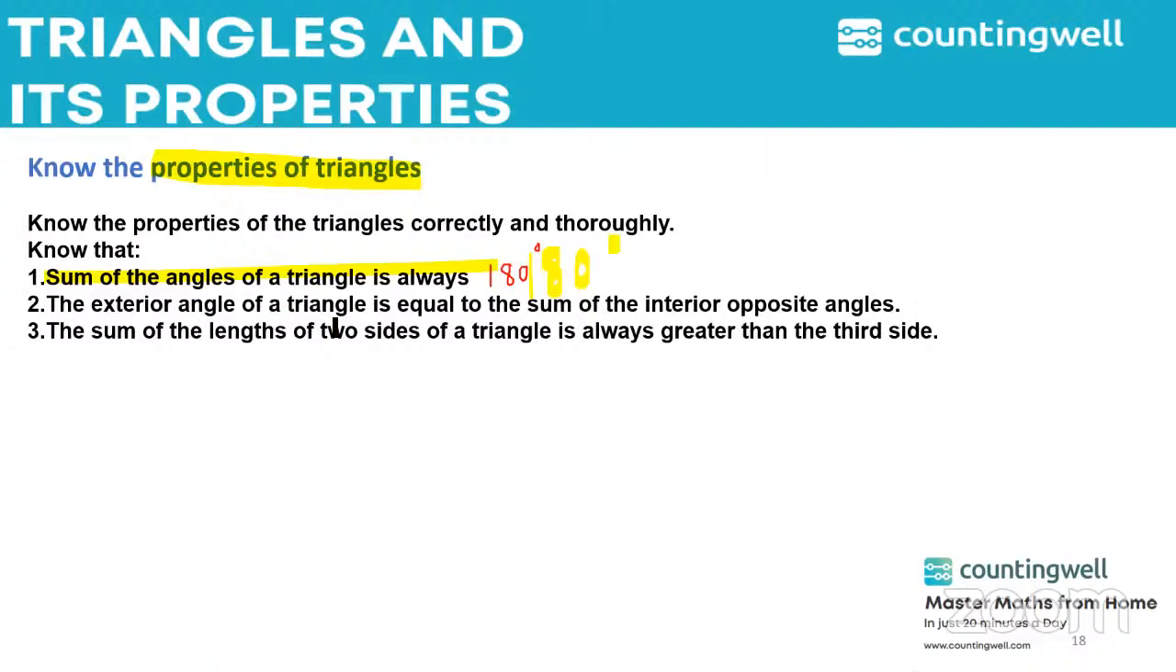Then we have the exterior angle of a triangle is equal to the sum of the interior opposite angles. So the first property is called angle sum property. The second property is called exterior angle property. And the third property is the sum of the lengths of the two sides of a triangle is always greater than the third side, or the difference of the lengths of the two sides of a triangle is always less than the third side.